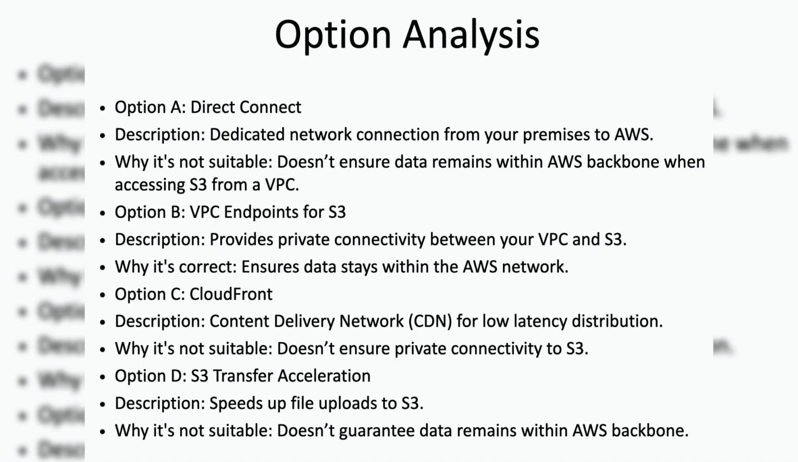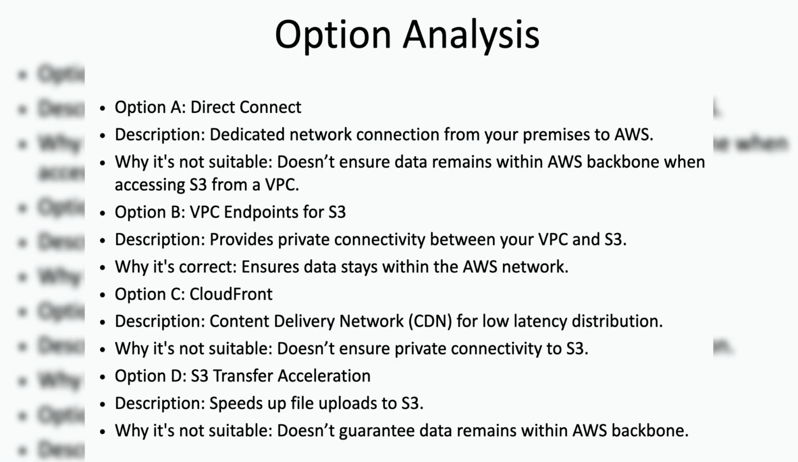Option B, VPC endpoints for S3 is correct because VPC endpoints allow you to privately connect your VPC to supported Amazon Web Service services like Amazon S3 without requiring an Internet gateway, NAT device, VPN connection, or Direct Connect connection. With a VPC endpoint, the data transfer between your VPC and S3 stays within the Amazon Web Service network, ensuring that your data never traverses the public internet.